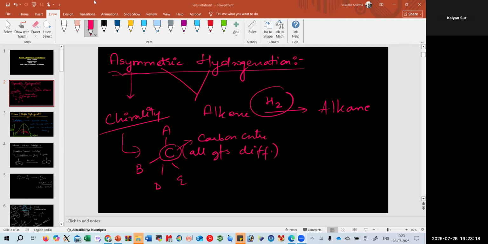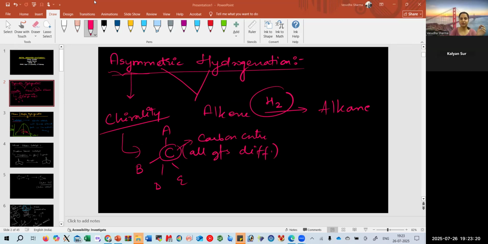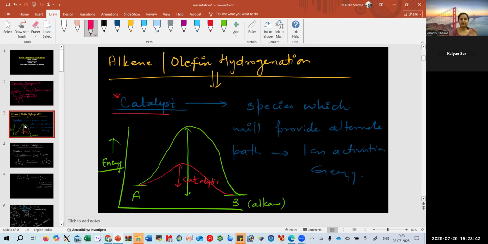Chirality meaning having different groups along that particular center. If you take a carbon as a center, it should have a coordination number of 4. So in that particular saturated system, if all the groups attached to that particular center are different, that means they are inducing chirality. Before moving to the asymmetric hydrogenation, we actually went to see what olefin hydrogenation means. So why do we need a catalyst?